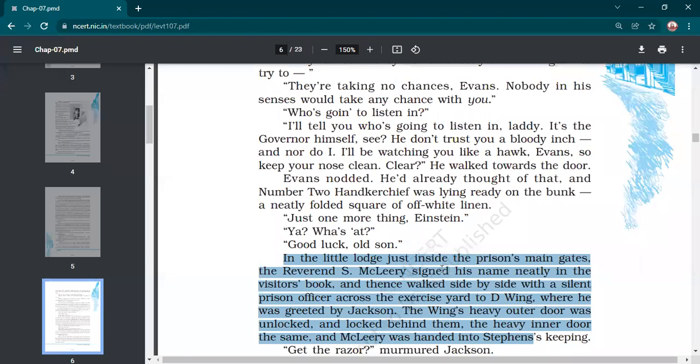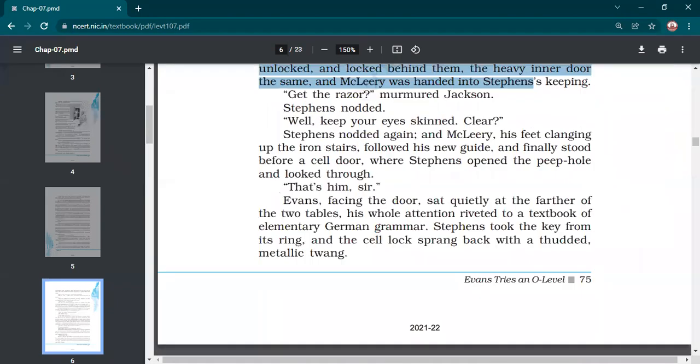When McCleary, the invigilator, entered the gate, and when he entered, a door was closed. Then again he entered another door. Then again that door was locked. So very tight security. And McCleary is being, you can say, accompanied by one of the officers. फिर वो उसको जैक्सन के पास लेके आते हैं. And now McCleary is going to enter the room of Evans.